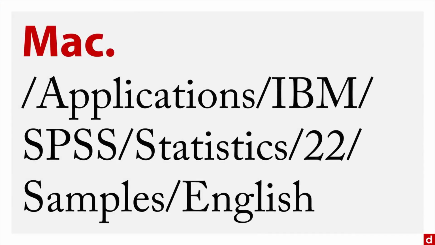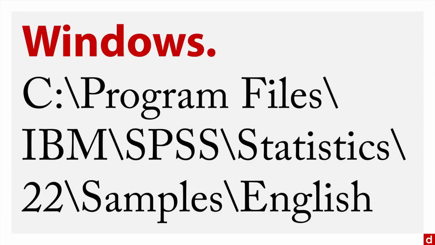Now, if you're on a Macintosh like I am, then it's going to be in your applications folder under IBM SPSS Statistics 22 or whatever version you're using, then samples, and then in English, then you'll have them. In Windows, it's a little bit different. It's going to be C, Program Files, IBM, SPSS Statistics, 22, or whatever version you have, samples, and then English. So you have to navigate to that manually in order to be able to find those. But when you do, you'll see a bunch of files there.